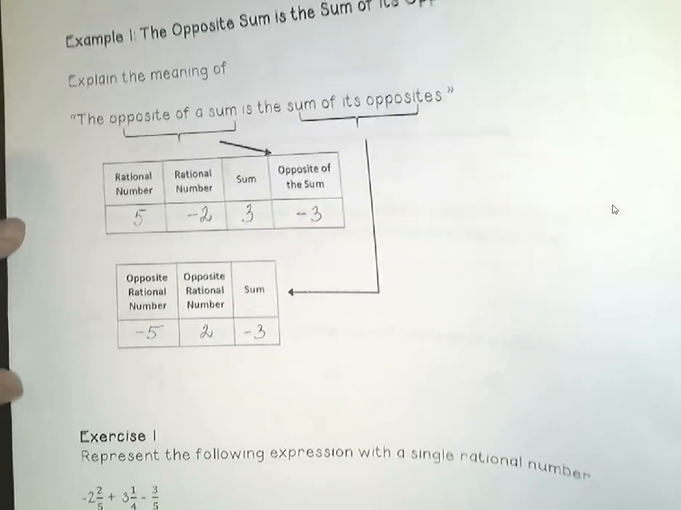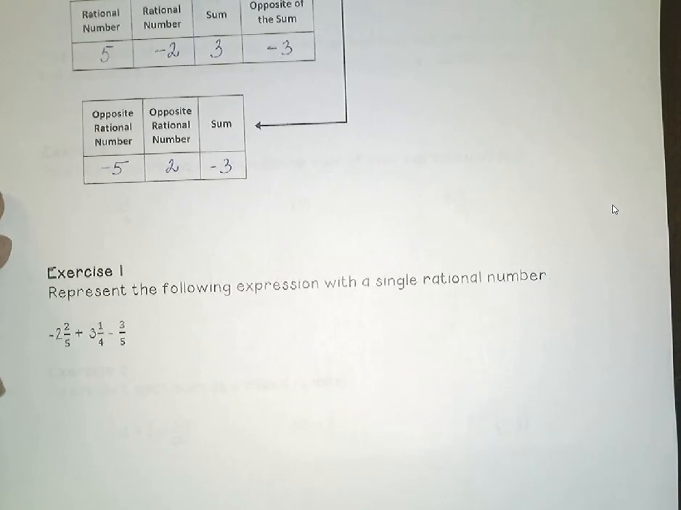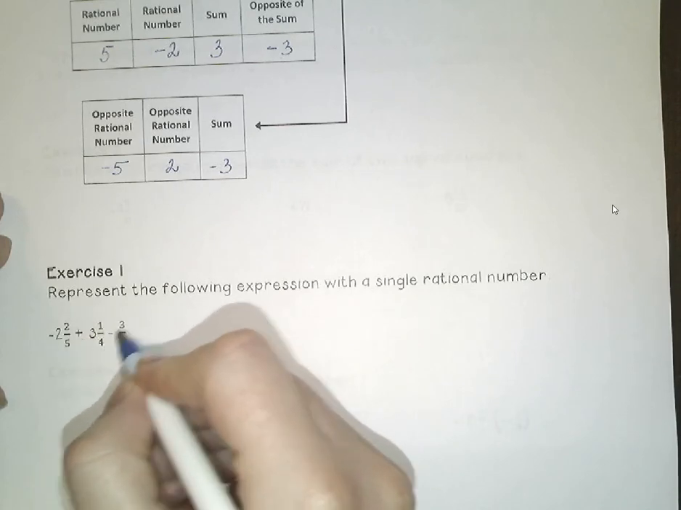Let's take a look at how we apply that. So right now we have 3 rational numbers. We have -2 and 2/5, 3 and 1/4, and -3/5. Why am I saying -3/5? Because here we see the subtraction problem: -2 and 2/5 plus 3 and 1/4 minus 3/5.